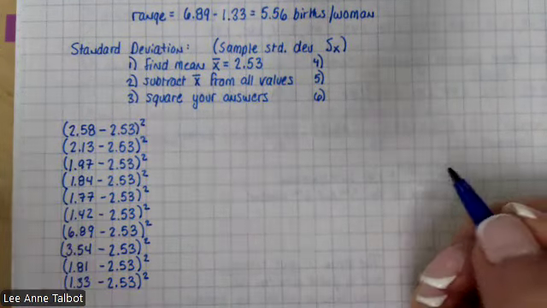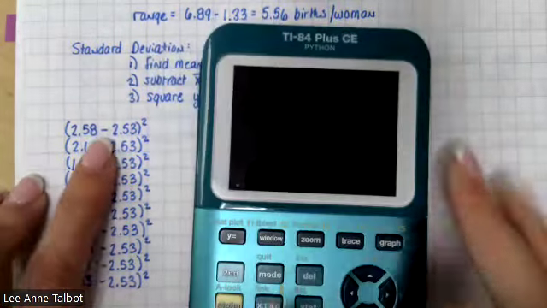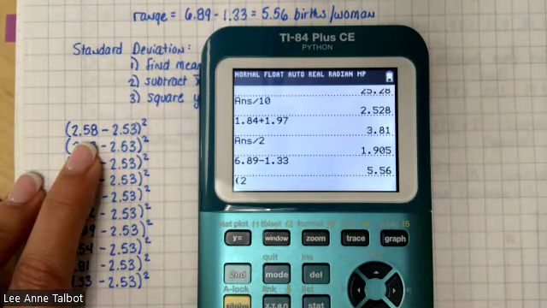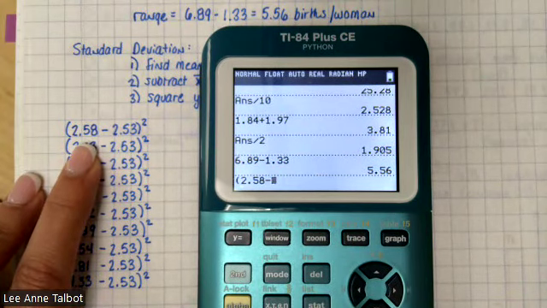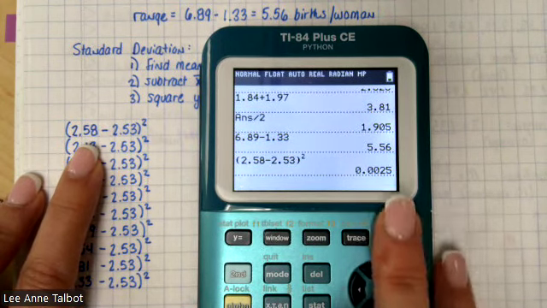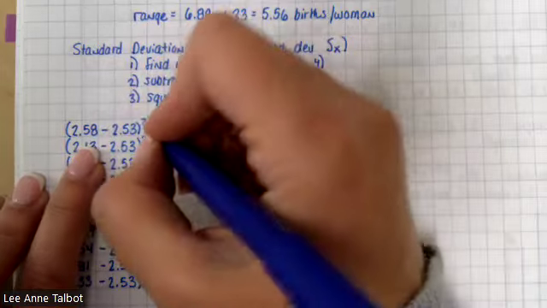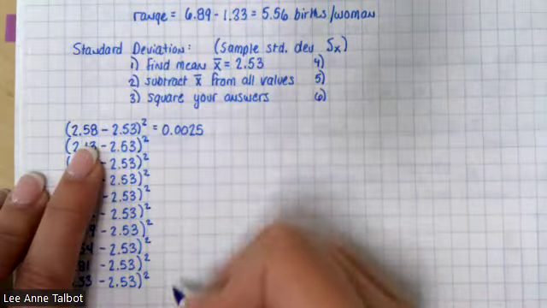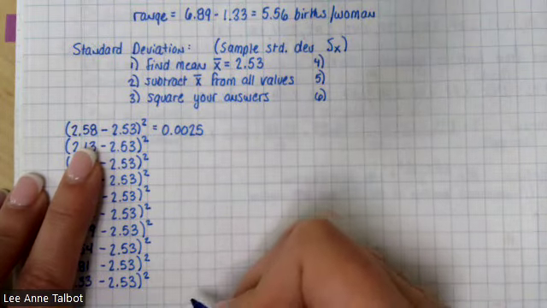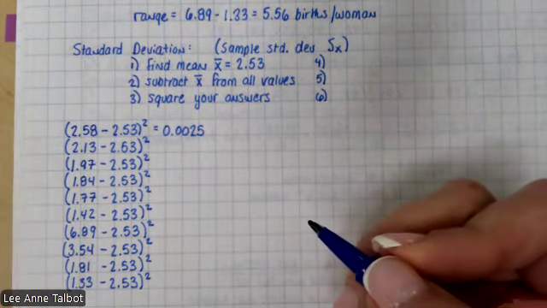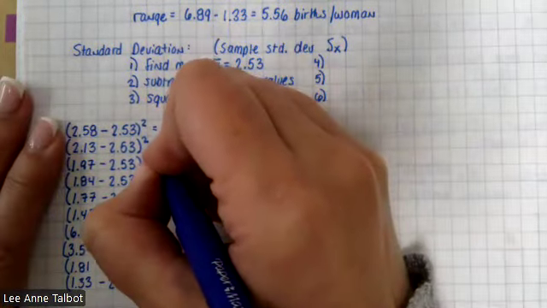Okay, so to find this first value, I'm going to say parenthesis 2.58 minus 2.53 squared, and that value is 0.0025. And I'm going to repeat this process for the way down, except I did it before the video, so I'm just going to write down my calculations that I did beforehand for sake of time.